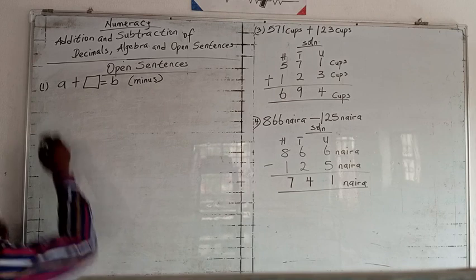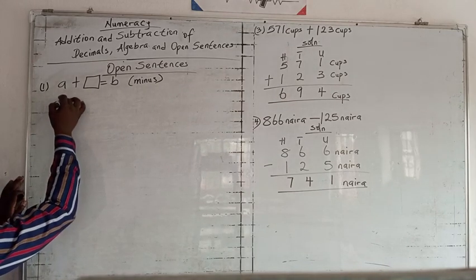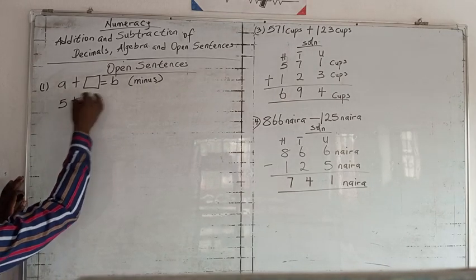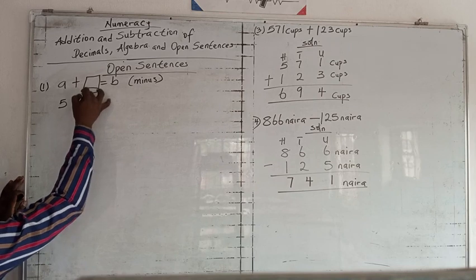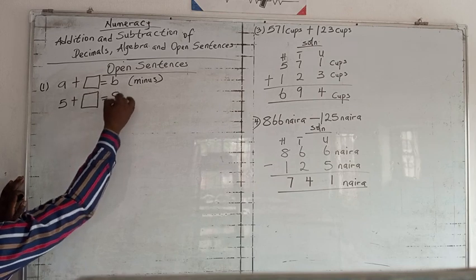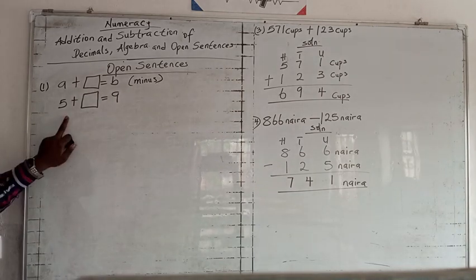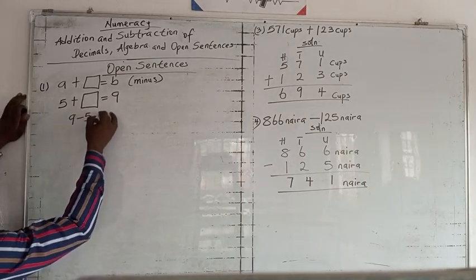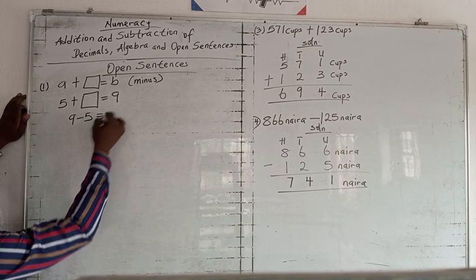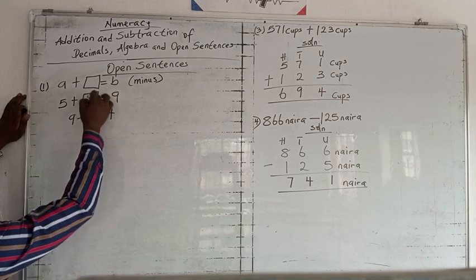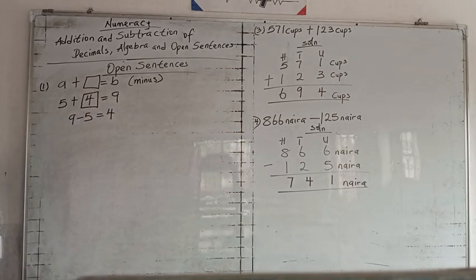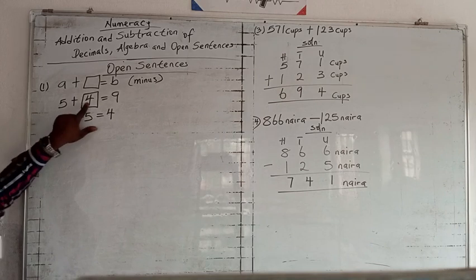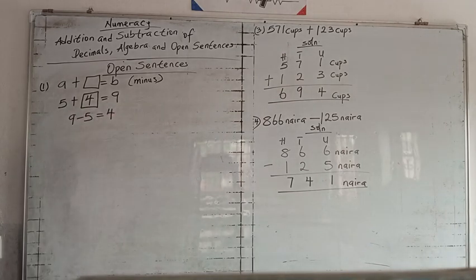Alright? So for example, if I have 5 plus what equal to 9, to get my answer, it becomes 9 minus 5. 9 minus 5 is 4. Therefore, the missing number here is 4. Now notice that 5 plus 4 is 9.